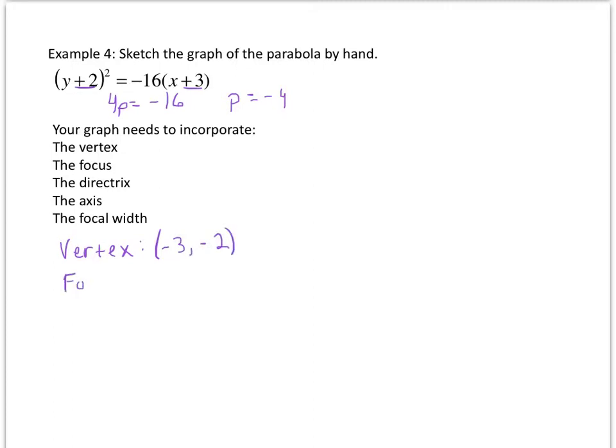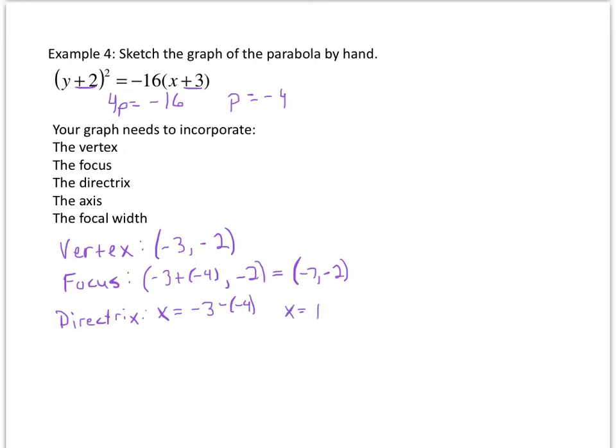The focus, now that I know what p is, since x is the variable not squared, it's the one that changes from our vertex. It's going to be -3 plus p, which is -4. So that's going to be -7, comma -2. The directrix, since x is a variable not squared, is going to be x equals -3 minus -4. So that's like -3 plus 4, so x equals 1.